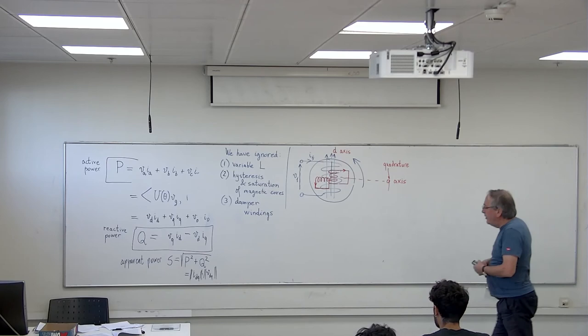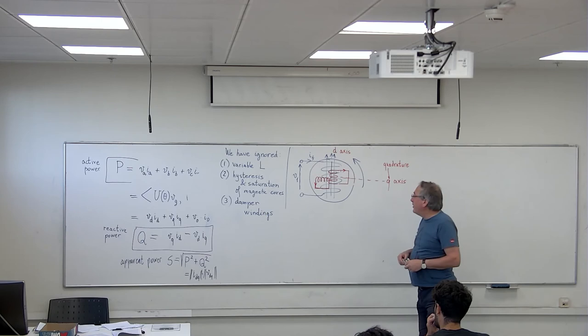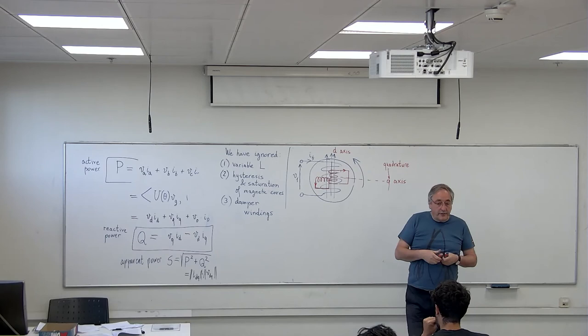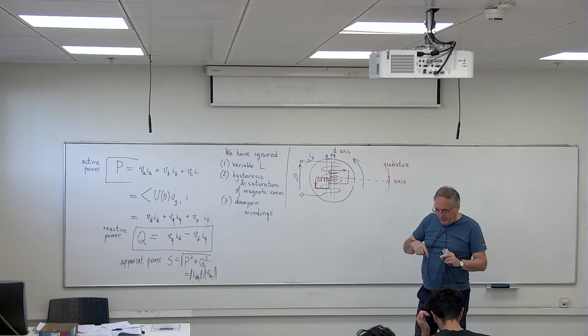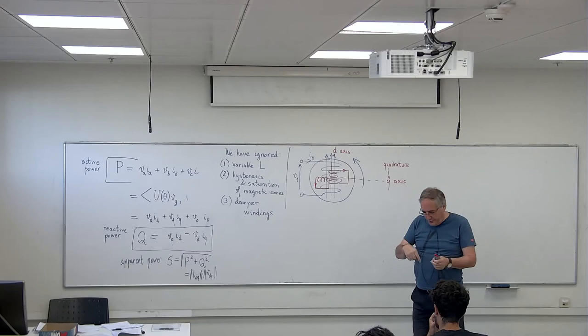So very quickly to go through this, the two damper windings, D and Q axis, when they are short-circuited, they are actually just very thick, big windings, which are really short-circuited. So the winding just goes around and is welded together. The beginning and the end are welded together.